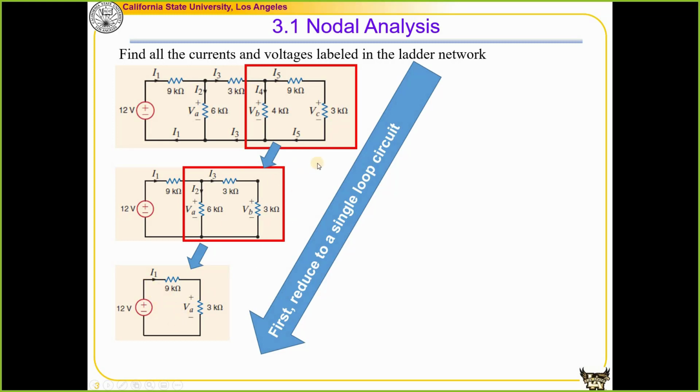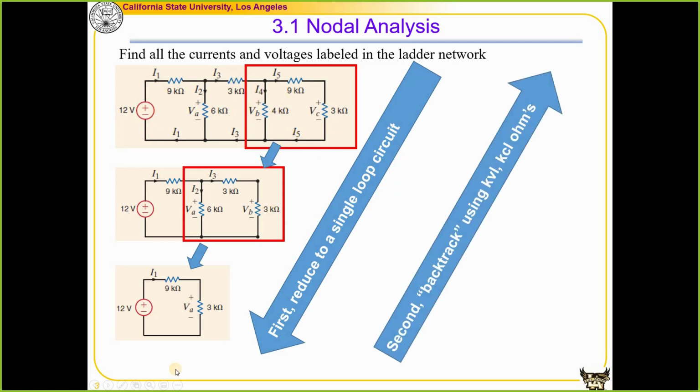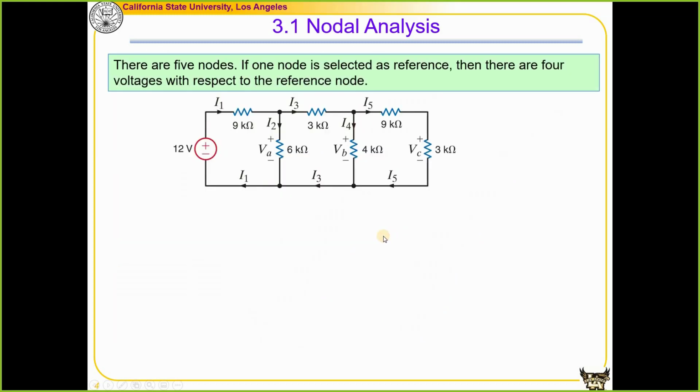At the same time, we lost some information from the original circuit. This is why we need to backtrack. So we solve it backwards by using what we already got. Given VA, we can find VB, then we can further find I3, then we go backward to find I5, I4, and also VC. So this is the process of how we solved the problem using the knowledge learned from Chapter 2.